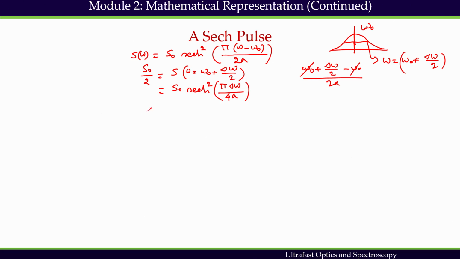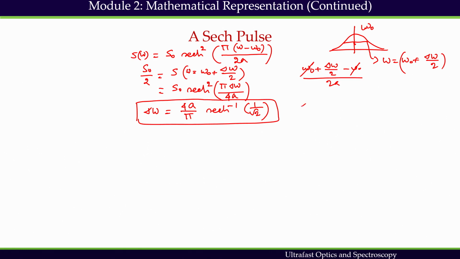or in other words delta omega. If I rearrange this equation, we get 4a by pi sech hyperbolic inverse 1 by square root of 2. So I have the delta omega expression. In the previous slide I had the delta t expression, which was 2 by a sech hyperbolic inverse this.